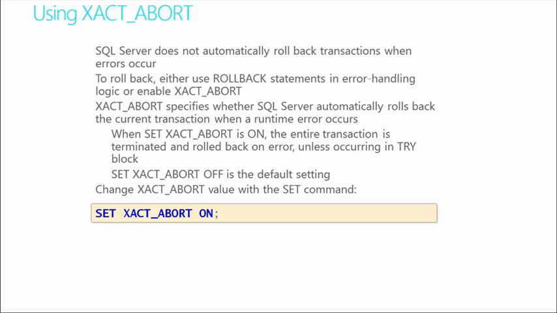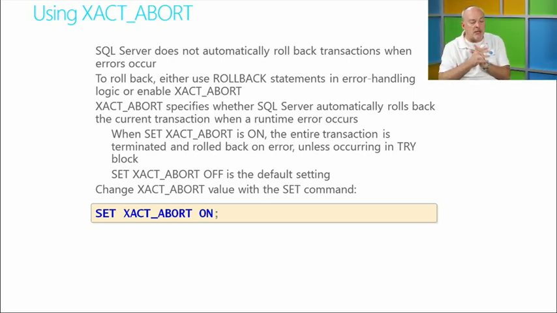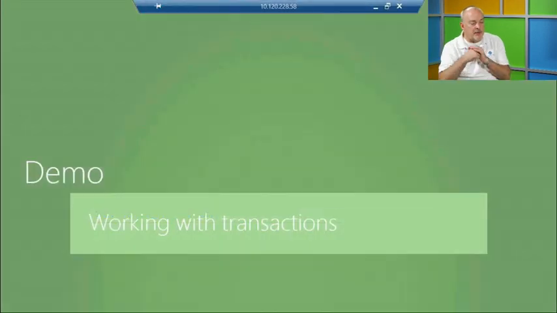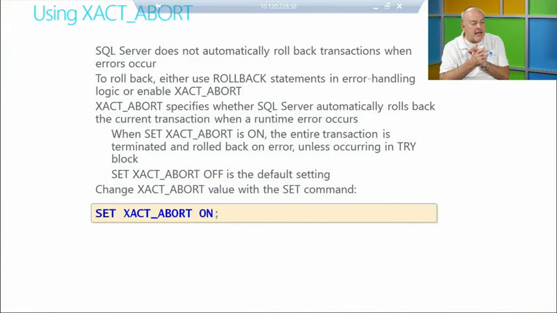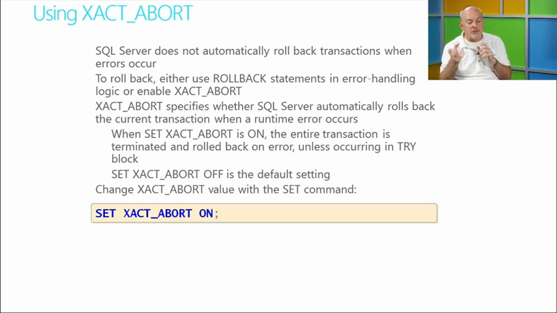Now, by default, SQL Server doesn't automatically roll back a transaction when errors occur. To roll them back, you can use the rollback statements and error handling as we just talked about, or enable this setting, I call it XACT_ABORT, which specifies whether SQL Server is going to automatically roll that back. When this is on, your entire transaction is terminated and the rollback on the error will occur unless it's occurring within a try block. If it's off, which is your default setting, you should turn that on, or you should decide how you're going to handle the error checking or error handling for transactions. And it's easy enough to turn on using this statement here if you want to turn that on.